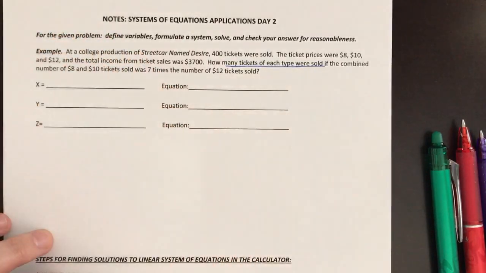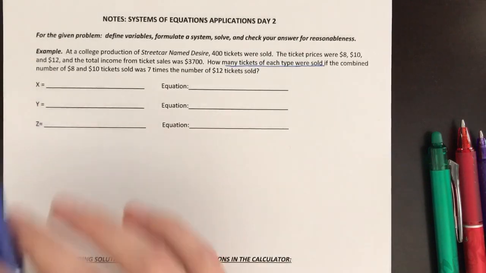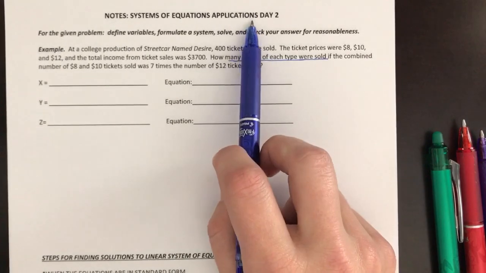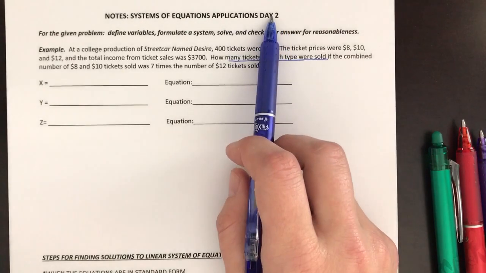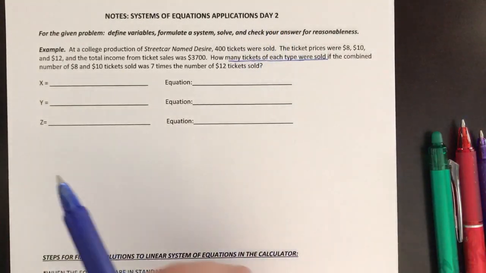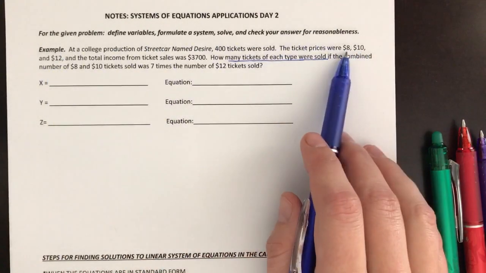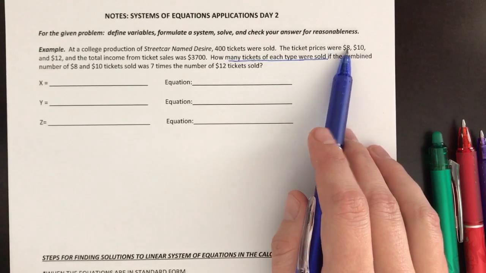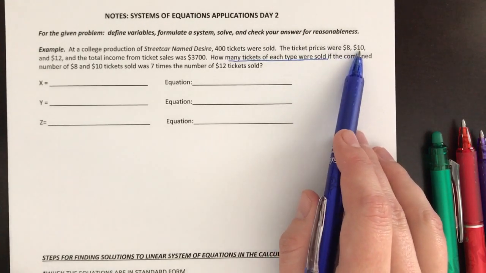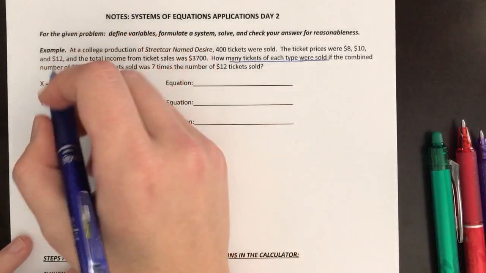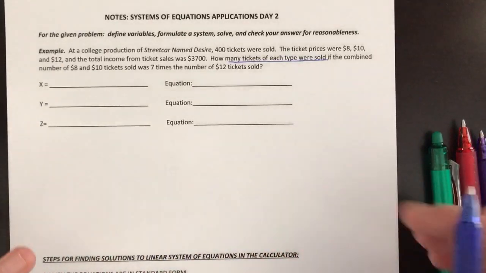So we would have 3 variables. Just for sake of ease, we'll use X, Y, and Z. This situation is unlike the situation we were dealing with in Applications Day 1, where one of the variables was dependent on the other. In this case, none of these are dependent on the other. They're all independent variables. The number of $8 tickets doesn't depend on the 10 or 12 and vice versa. None of the amounts depend on the other.